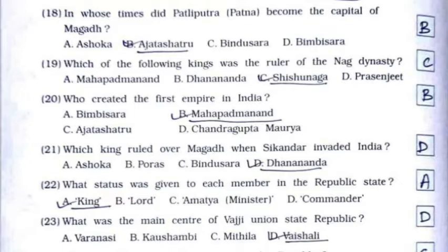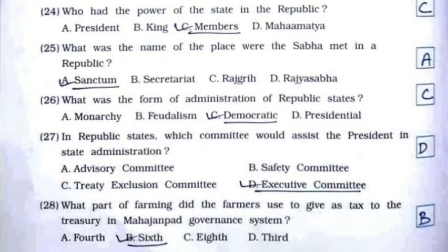22, what status was given to each member in the republic state? It's option number A, king. 23, what was the main center of Vajji Union State Republic? It's option number D, Vaishali. 24, who had the power of the state in the republic? It's option number C, members.